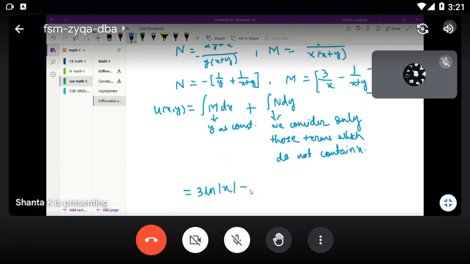On x minus... okay. Now this n term, minus term is there. So we only consider the terms which do not contain x. So only the first term, so minus 1 by y. So I think it is minus log of y.